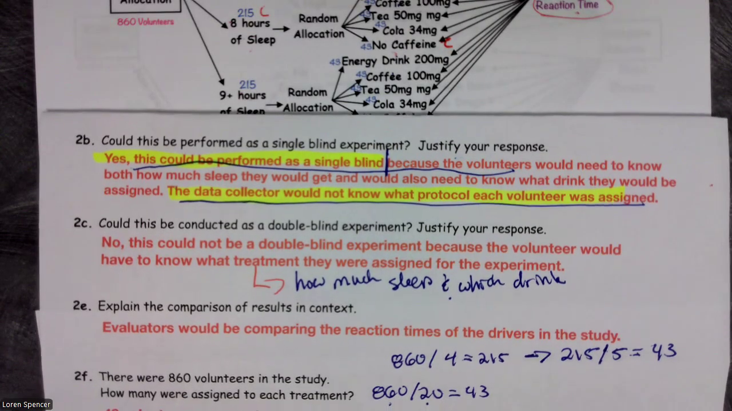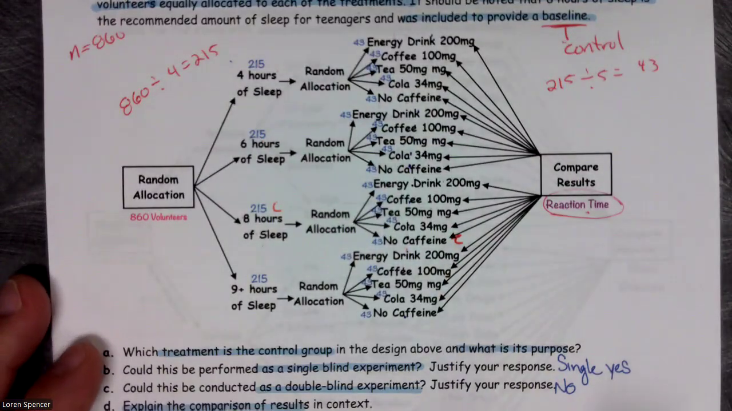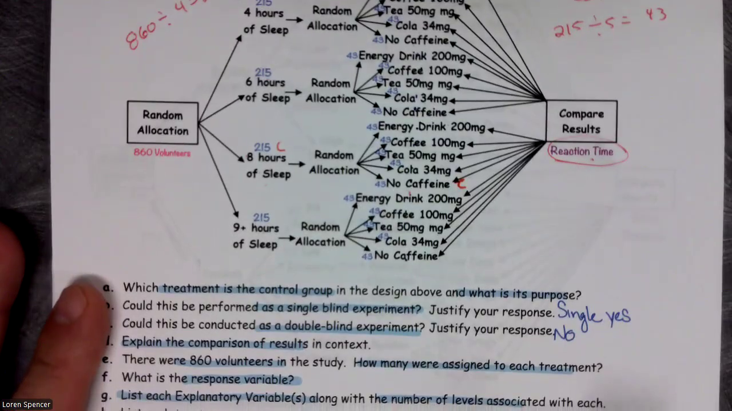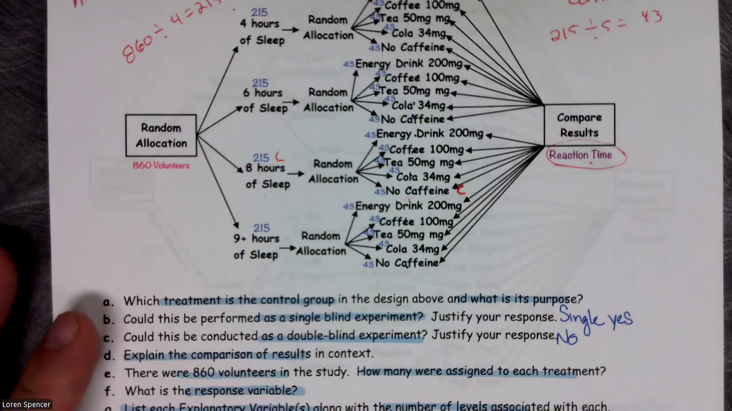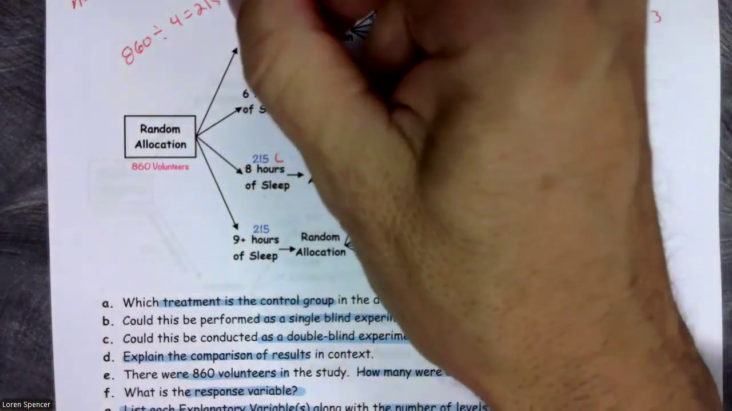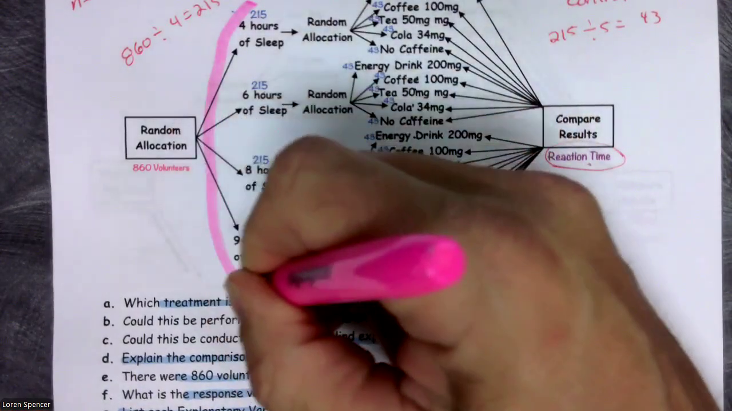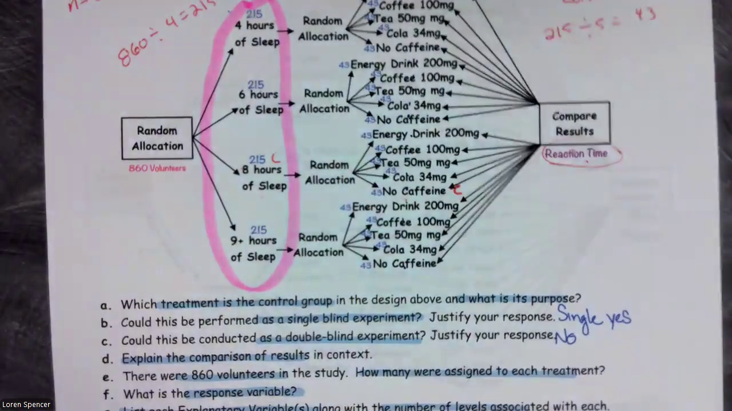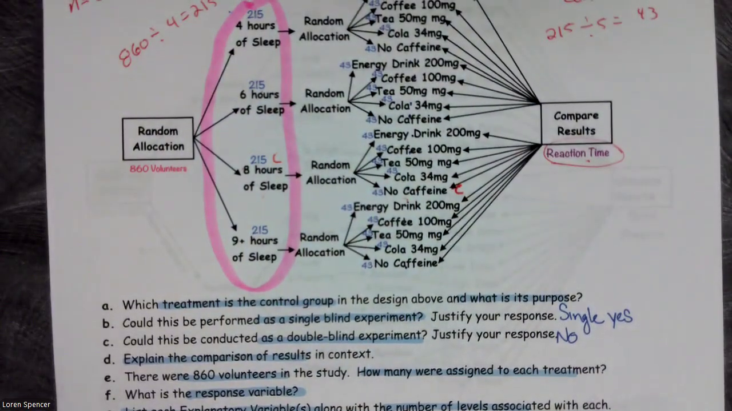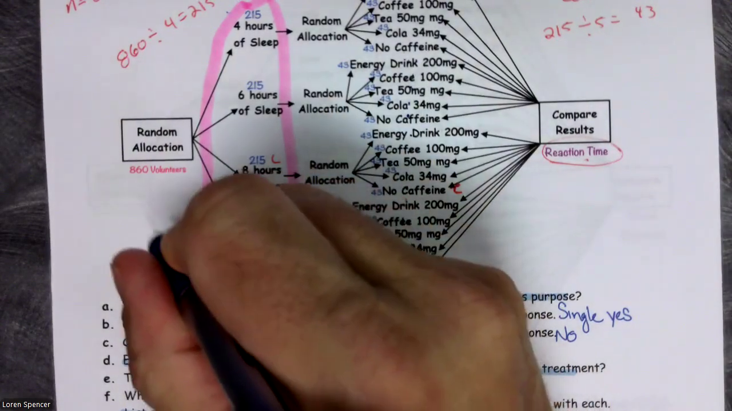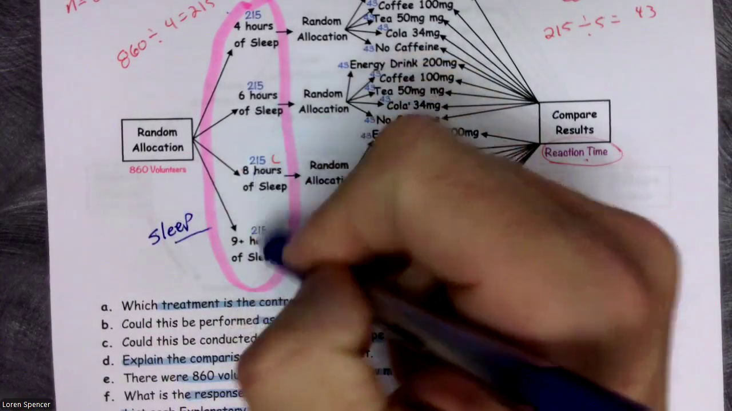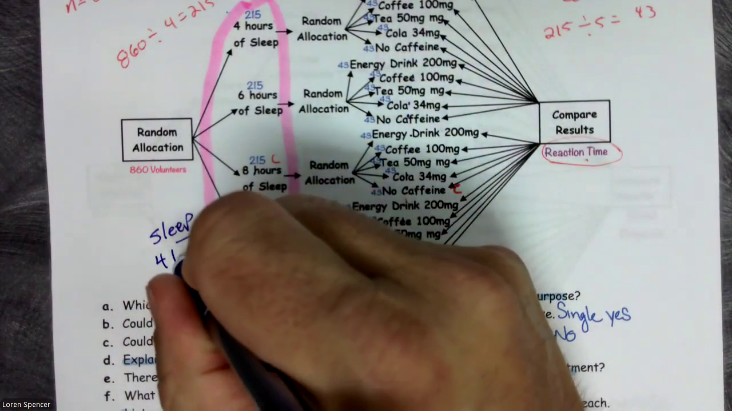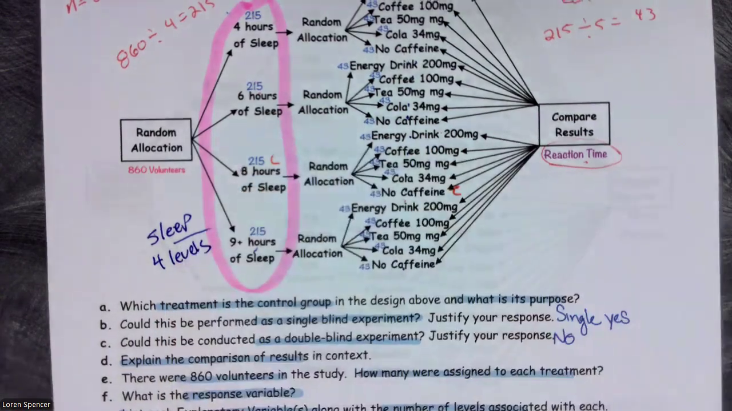Okay, the next thing, it says list each explanatory variable, along with the number of levels associated. Well, the explanatory variables are the number of splits. Well, we have a split here. That's one split. And that one split, it looks like, oh, this looks like my sleep variable. And it has 1, 2, 3, 4 groups. So that's 4 groups. It means it has 4 levels.